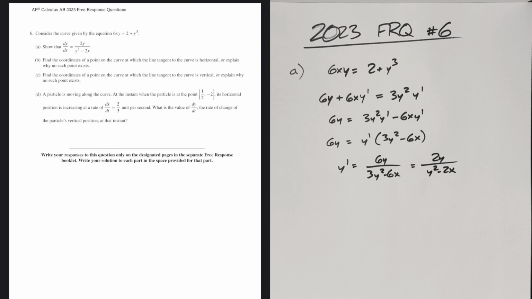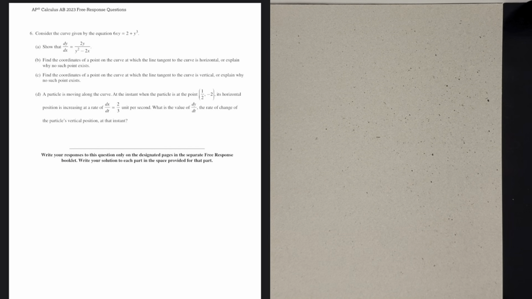We got our answer for part A. So this one is just showing, do you have the ability to take an implicit derivative? Yes or no? We did. We're awesome like that. So we are good to go. So that is it for part A. We'll move on to part B.